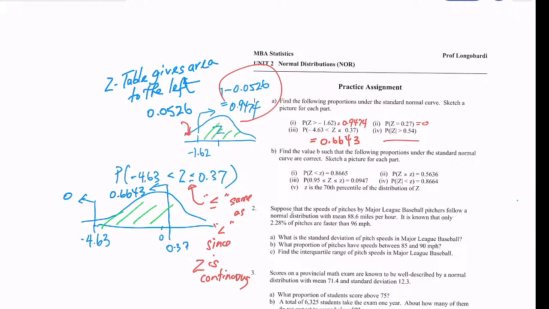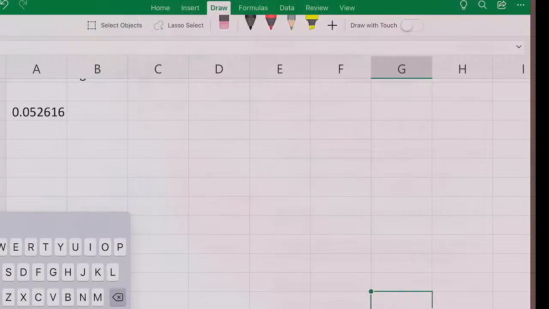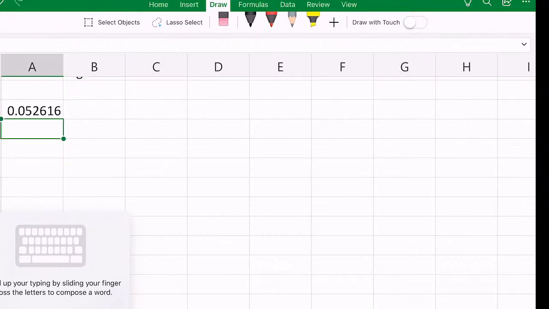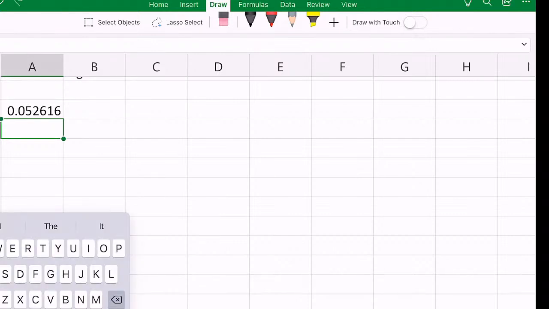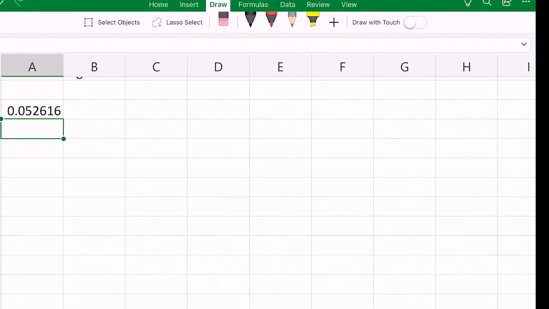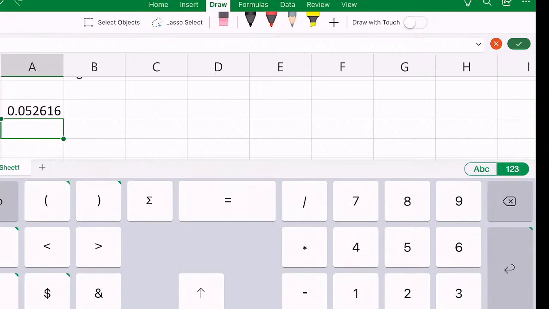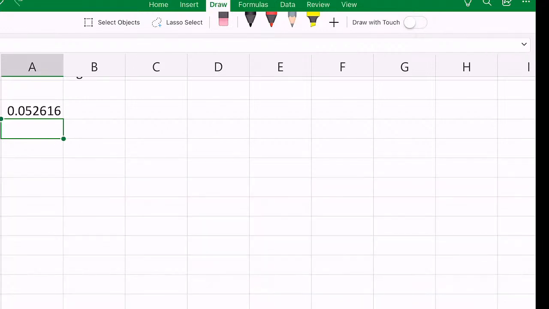So we can solve this in Excel as well. 0.37. Is it an obligation to use the Excel sheet? No, it's a choice. I'm just showing it because some people like it.